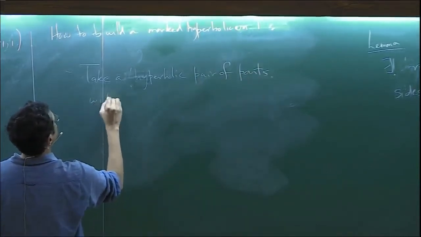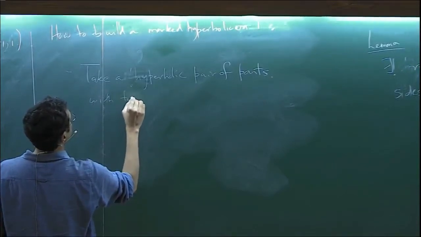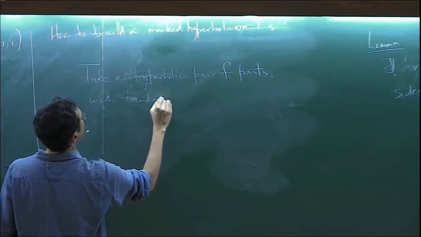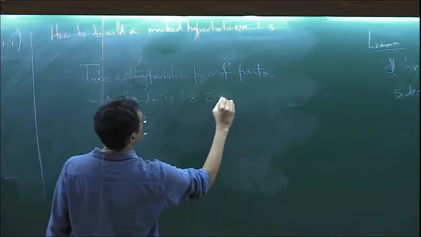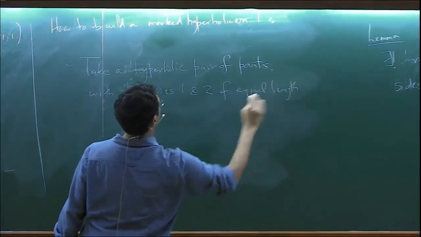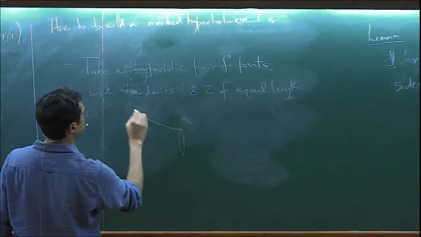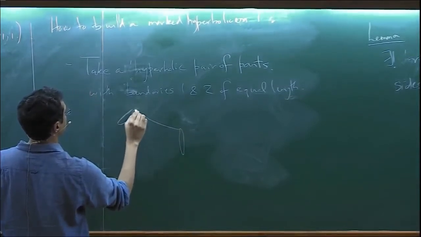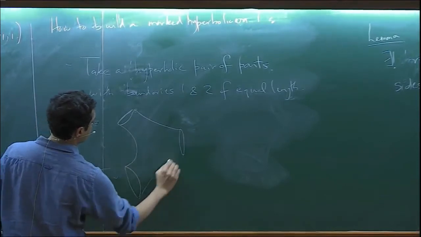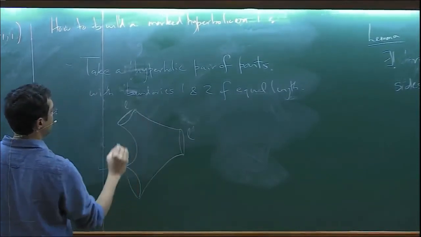And with two boundaries of equal length. Okay, so let's say boundaries 1 and 2 of equal length. So this is what it would look like. Maybe this is one of the boundary components, and there are two others. So maybe this has length L prime, and these are L and L.